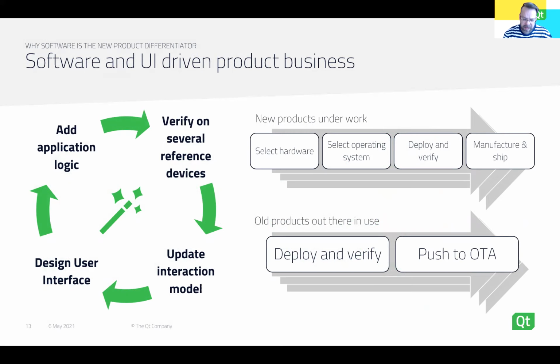And then there would be separate product teams that, instead of what they used to do earlier, like first selecting the hardware, then the operating system, then the framework, then doing the UI, would be selecting the hardware and doing the design based on the actual needed software, and then deploying and verifying that, and then manufacturing and shipping it. And if there are already existing products out there in the wild, there is a team to deploy and verify an update to the existing product, and then push it through an over-the-air update to the consumers.